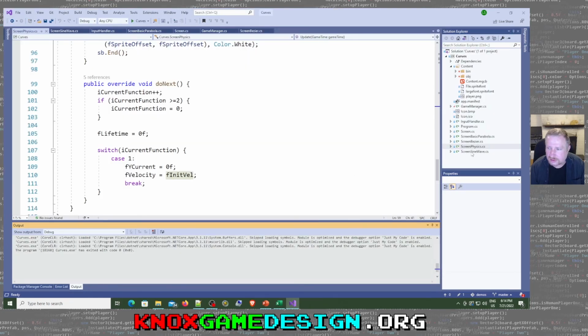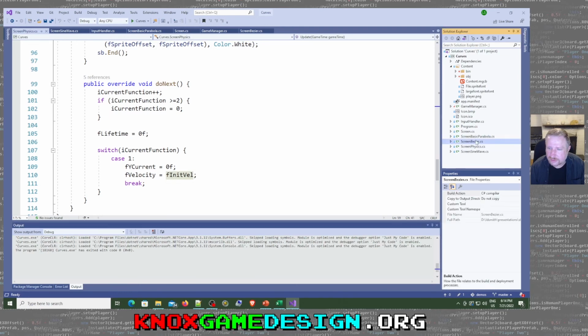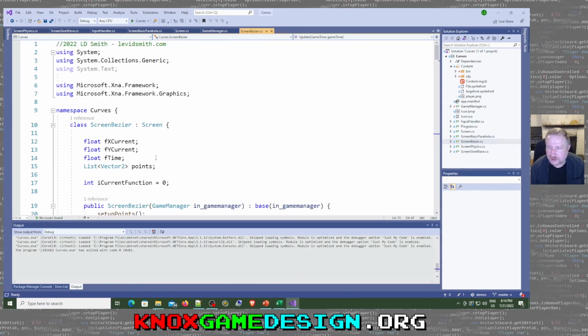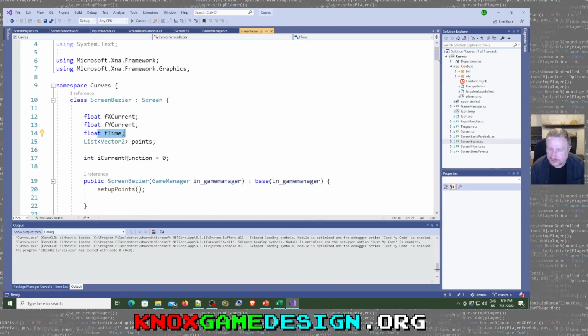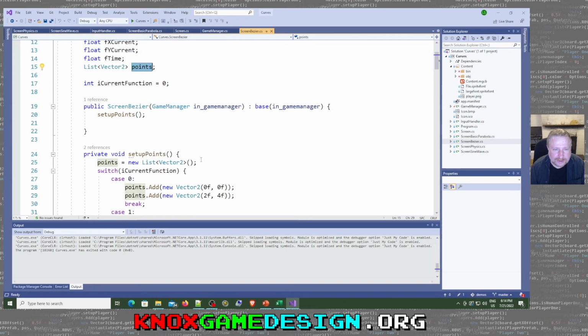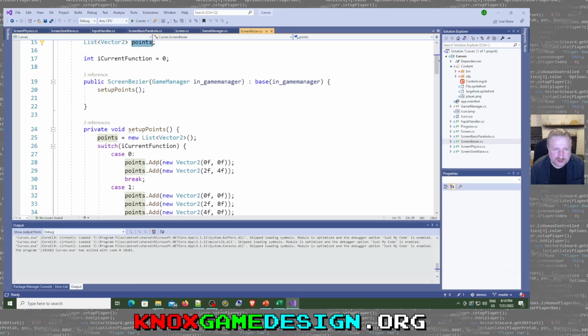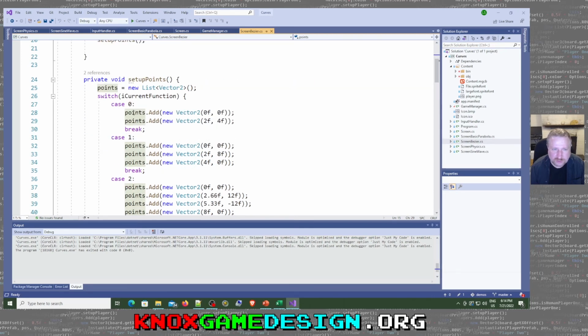Looking at the Bezier code right here, we've got an X current, Y current. The current time is going to range from 0 to 1. I'm just passing in control points, either 2, 3, or 4 control points. And here it is, setup points. Every time we go to a new function, we're just going to call setup points and give it a new list of points. So the first one, I'm just passing in 0, 0 and 2, 4. So it's going to go from 0, 0 to 2, 4.